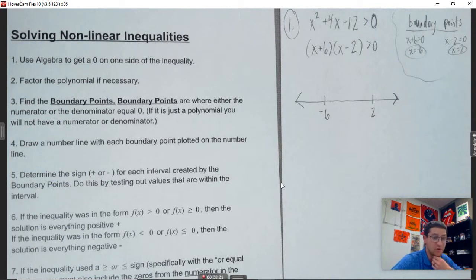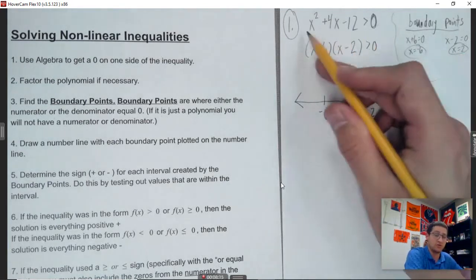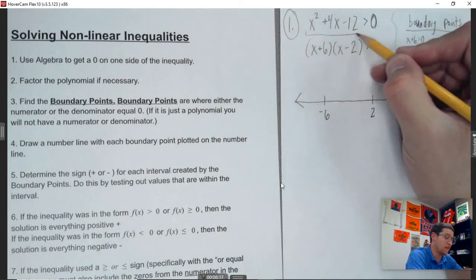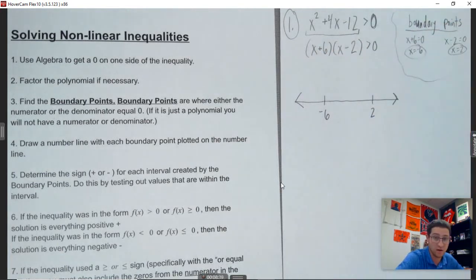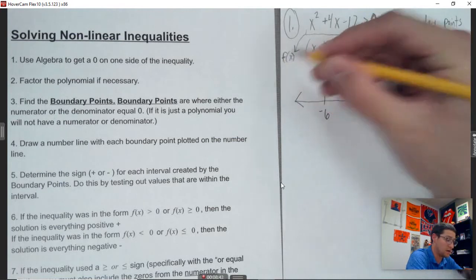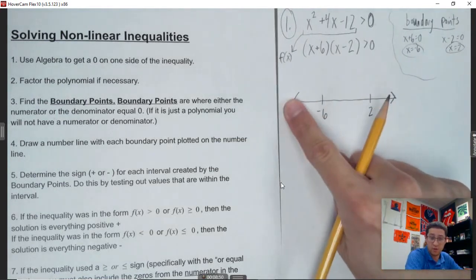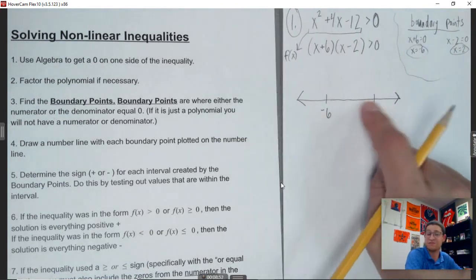Okay, step 5, determine the sign for each interval created by the boundary points. So again, we've had 3 intervals for this particular one. We're going to do this by testing out values that are within the interval. All right, so I am going to call this f of x. I'm just going to understand that anytime I'm referring to f, I'm referring to that function right there. Maybe we can just write it just in case. That's going to be my f of x. And now what I'm actually going to do here is plug in values that are within this interval. Then I'm going to plug in values that are within this interval.